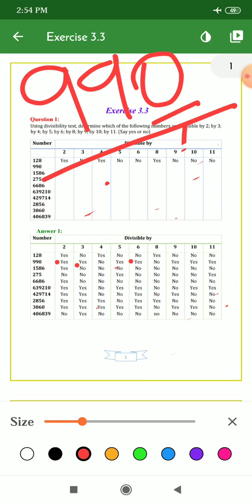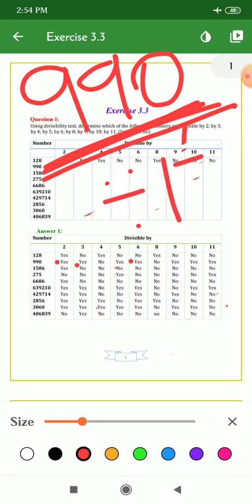Now we come to 8. For finding divisibility by 8, what you have to do is check the last 3 places, whether it is divisible by 8 or not. It is 990. आपको इसको divide करना है. If it is divisible by 8, then it is yes. Otherwise, it is no. But it will not be divisible by 8, so the answer here is no.